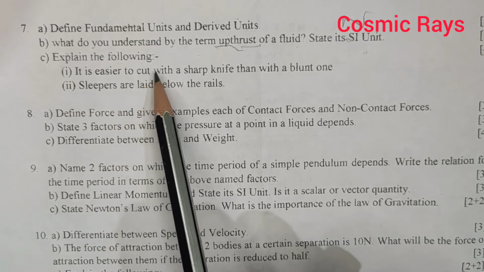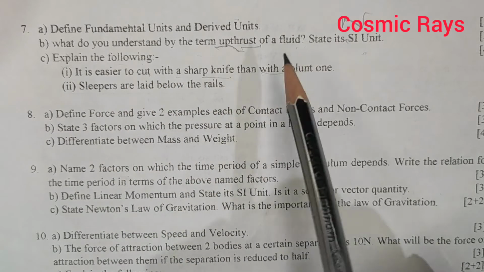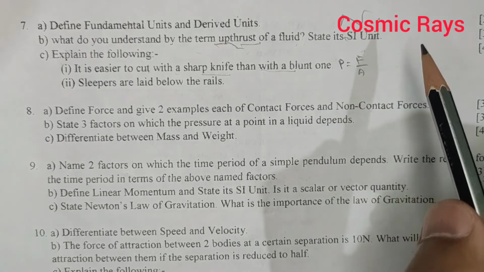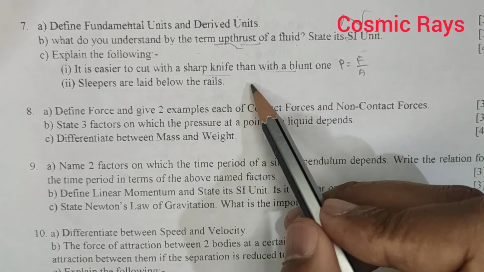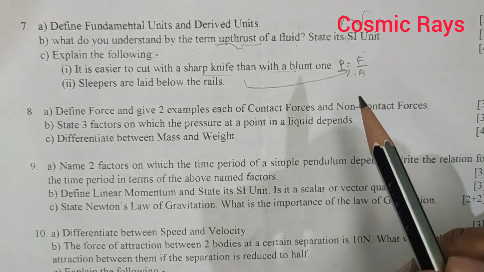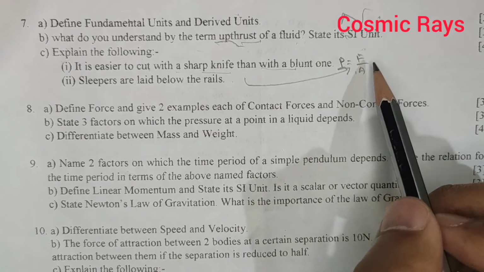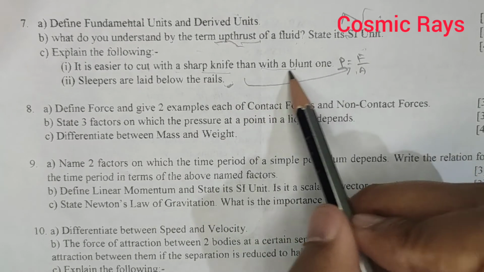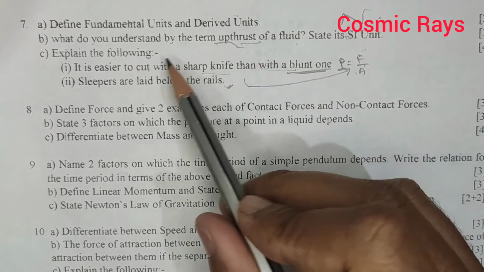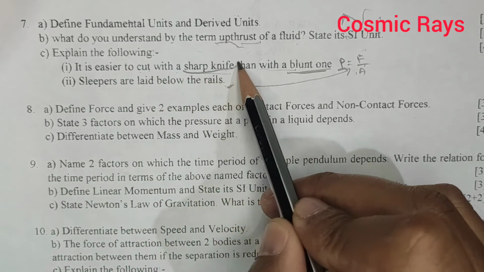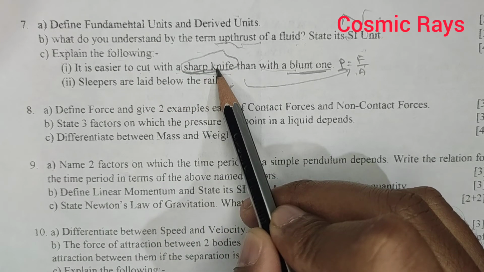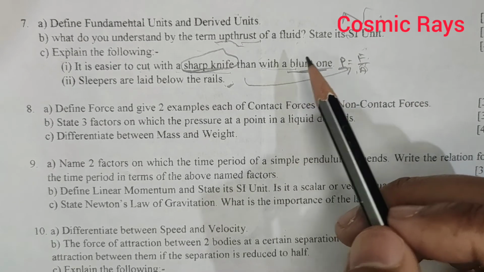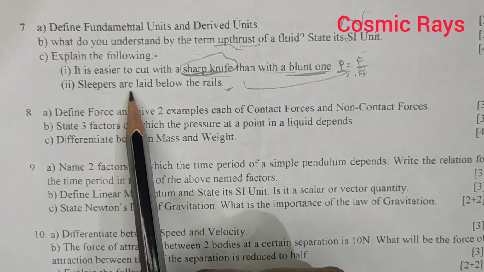It is easier to cut with a sharp knife than with a blunt one. We know that pressure is equal to force per unit area. So pressure is force per unit area, which will be better suited for this. If we have a sharp knife, then the area is less, so with less force we can apply more pressure and it becomes easier to cut. The next question is, sleepers are laid below the rails.